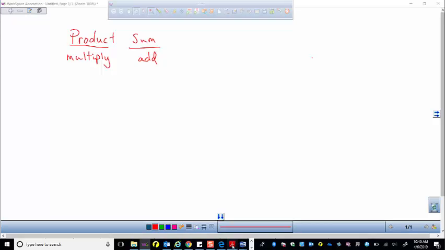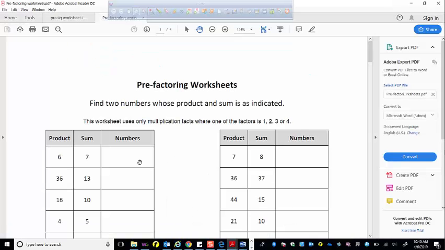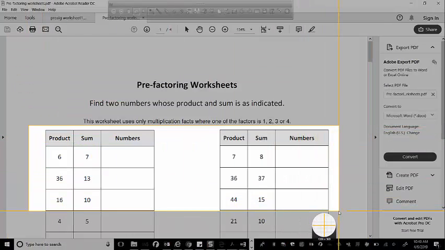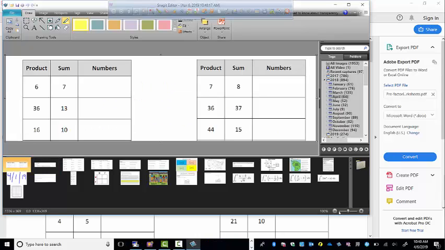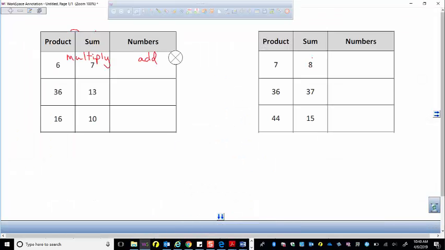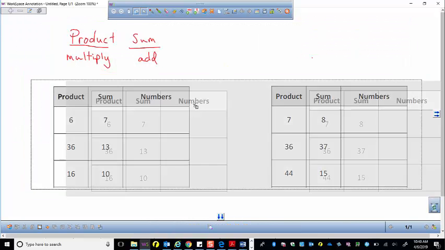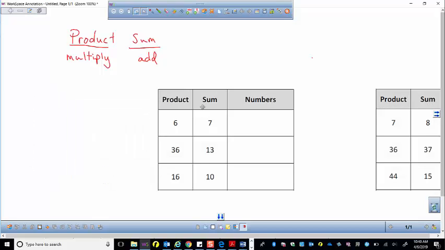And so today you're going to have a paper that looks like this. This is an example one that I'm going to use to start with, just to show you. What you're going to do with this is find what we call factors. Factors means things that multiply together. When we multiply them together, they have to equal this product, and when we add them, they have to equal the sum. So we're going to start over here with this one that says 6 and 7.